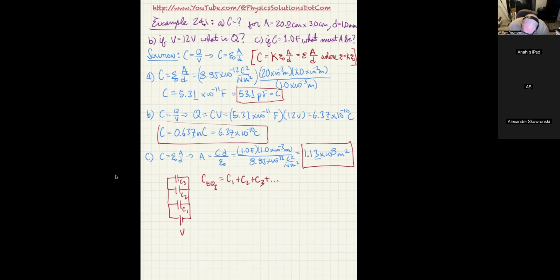Notice how that's opposite of what we had for the resistors. When resistors are in series, it's R1 plus R2 plus R3 equals the total resistance. But when you're dealing with capacitors, that's the formula for when they're in parallel.